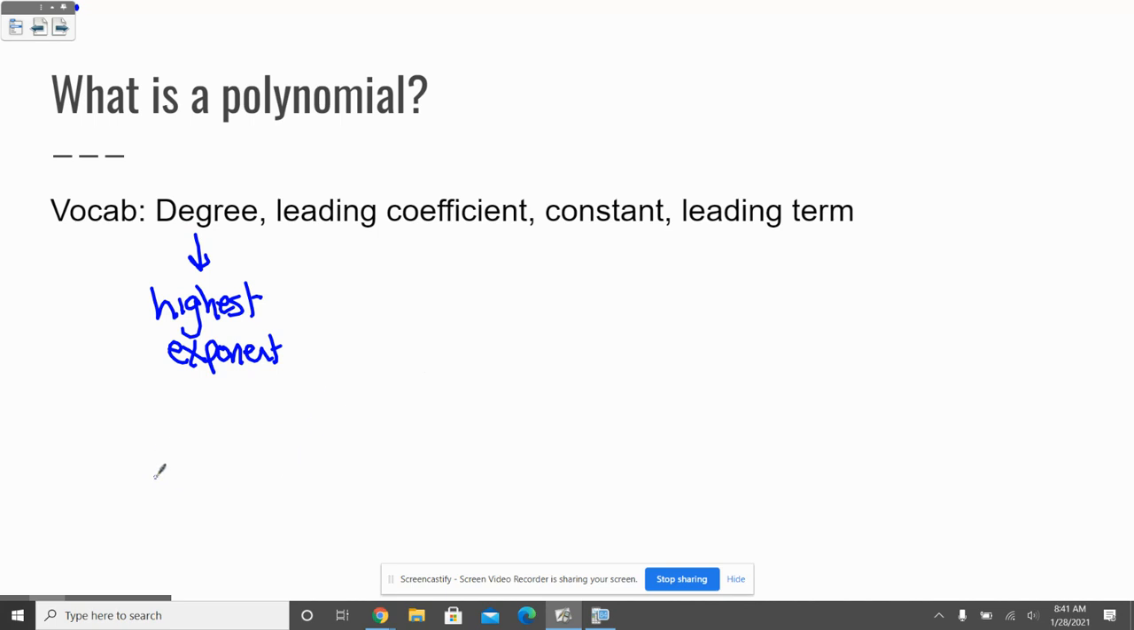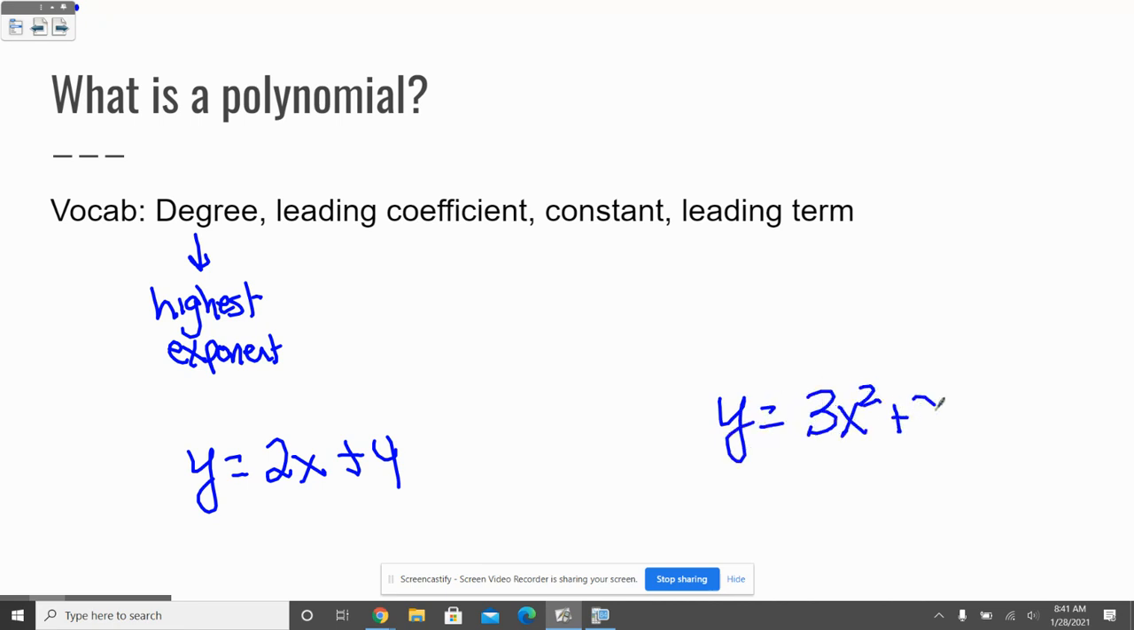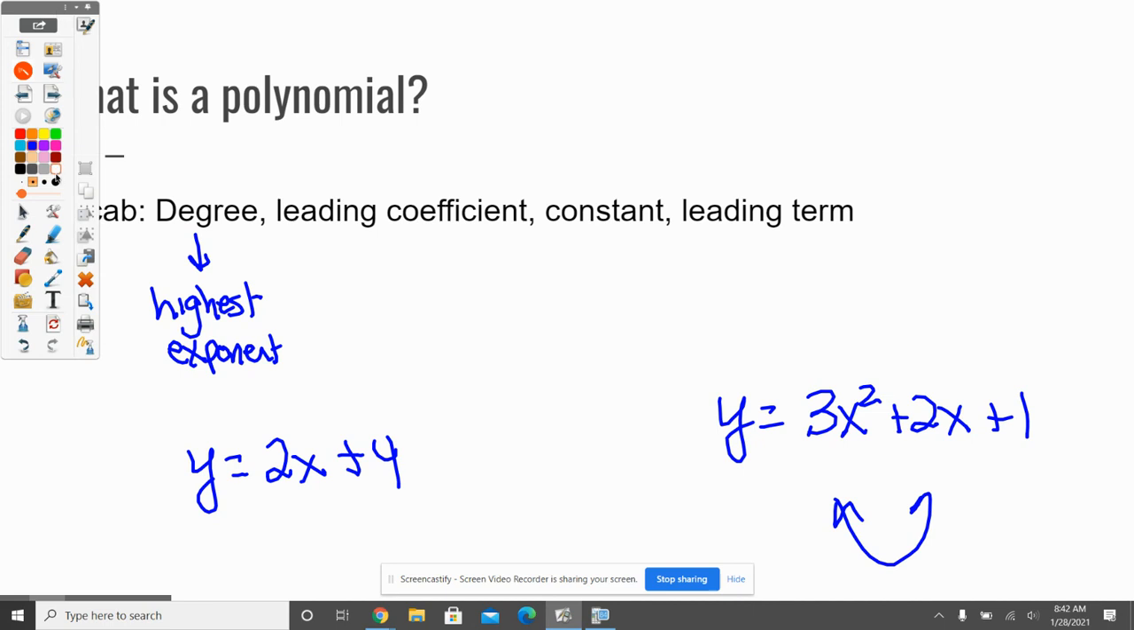So you guys know when I say 2x plus 4, that it's going to be a line. How did you know it? Because there's just an x to the first power. Same thing with quadratics. Even though there's a 3x squared and a regular x, you know because there's a square, it's going to be a parabola. So the degree gives you a hint to what that graph is going to look like.